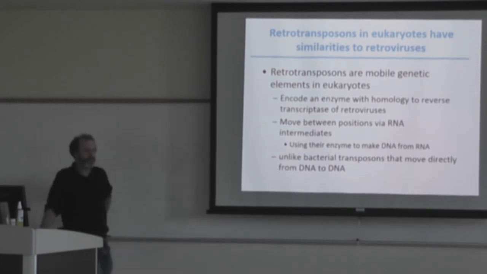So eukaryotes have retrotransposons, and prokaryotes have ordinary transposons.